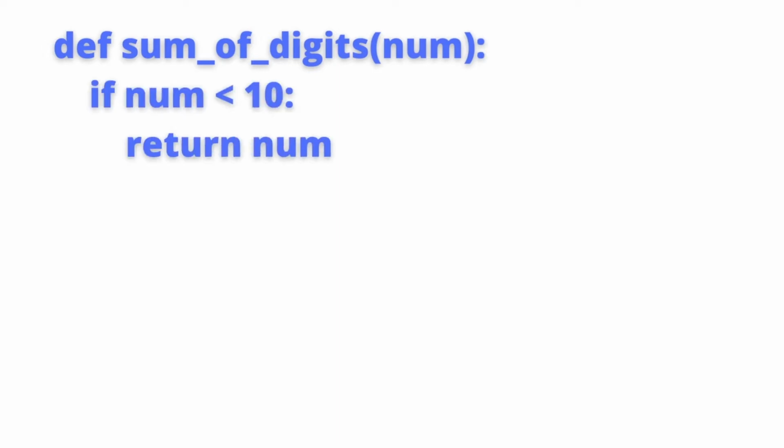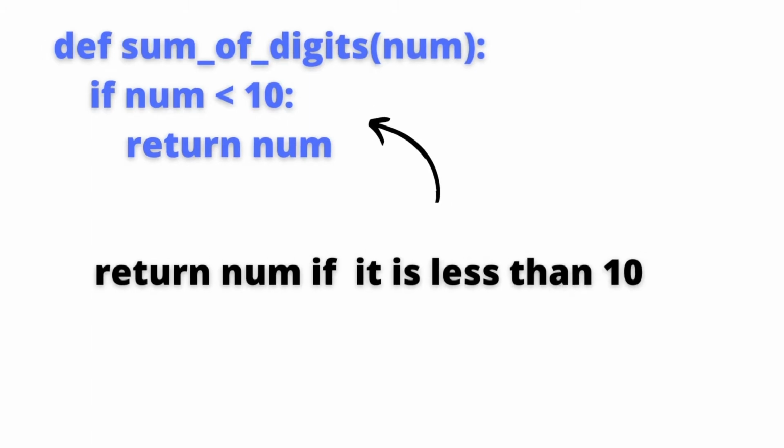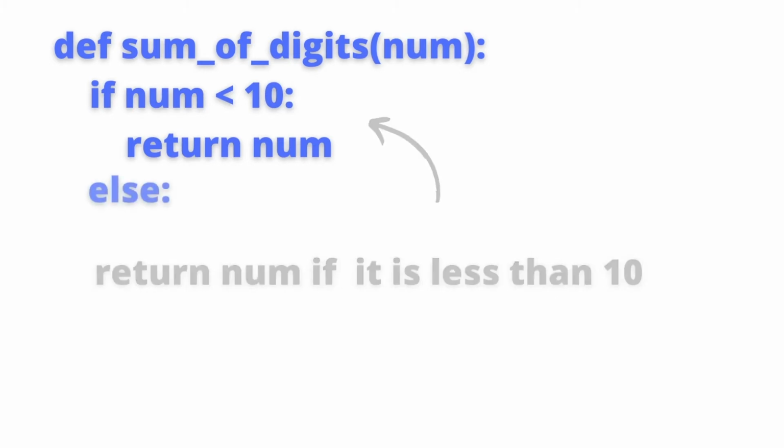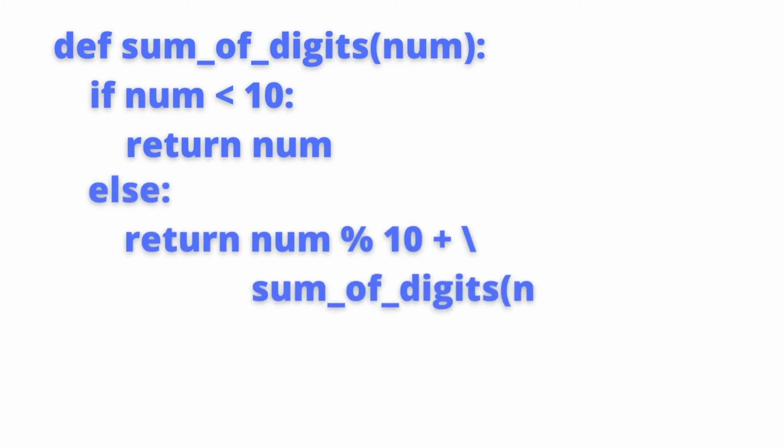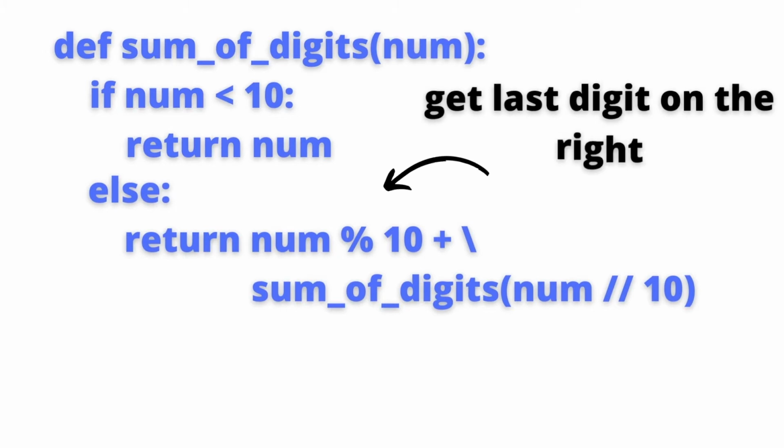We define the sum of digits function as follows, with num as the parameter, which is an integer. If num is less than 10, we just return num. Otherwise, we get the last digit on the right of num. We do this by using the modulo operator. Here, it will give us the remainder when dividing by 10.